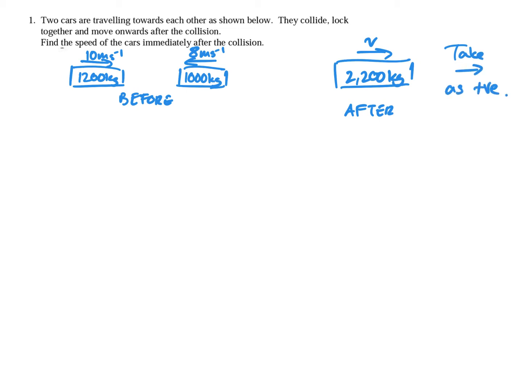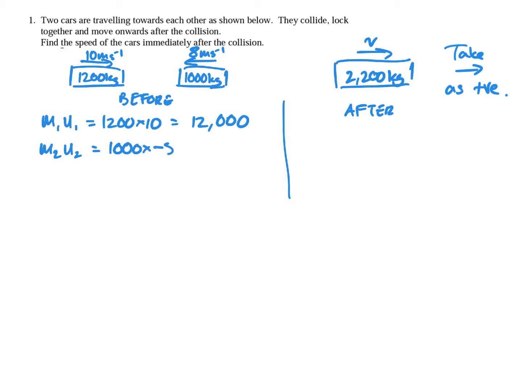Be clear about your directions. So split our page up beforehand. m1 times u1, u for initial speed, remember, 1200 times 10 is 12,000. m2 times u2 is 1,000 times, and we need to put that in as -8 to indicate the opposite direction.